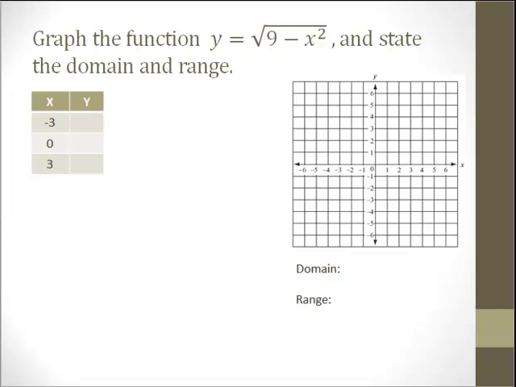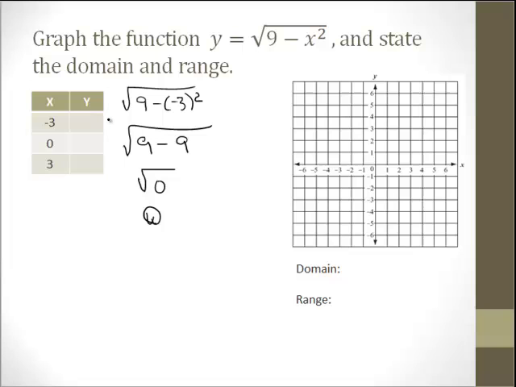Here's just another one. Let's see what it looks like. So we have y equals the square root of 9 minus negative 3 squared. Negative 3 squared is 9. 9 minus 9 is 0, and the square root of 0 is 0. But what happens when we put a 3 in there? This just becomes positive. 3 squared is also 9. 9 minus 9 is 0. So when you put 3 in there, you also get 0.